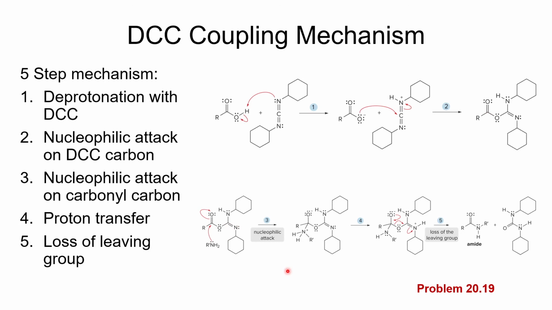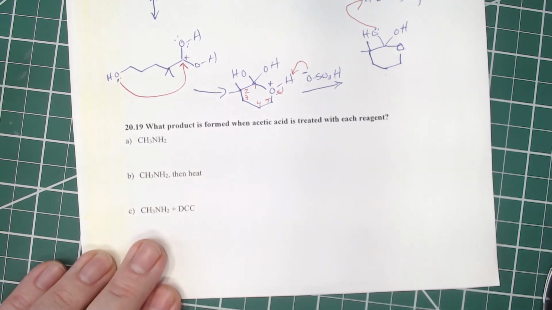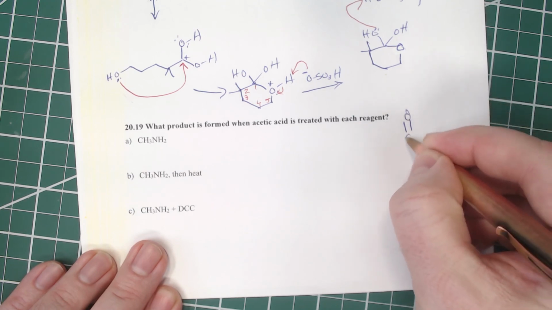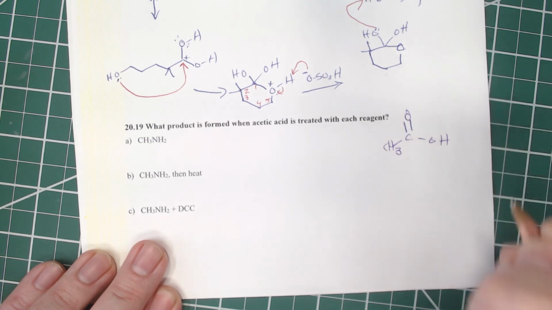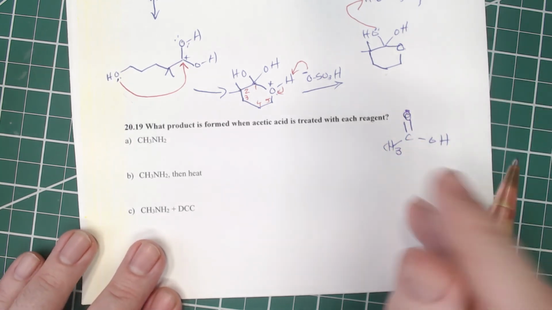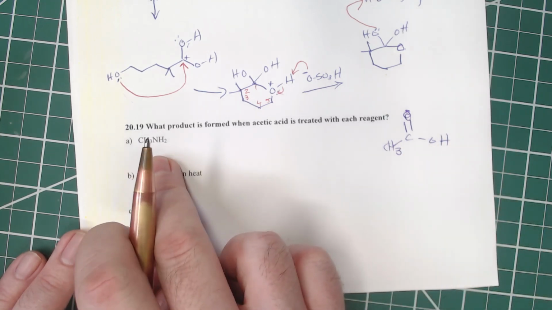All right, let's go to number 19. This is a short problem. What is the final product when acetic acid, and I'm going to go ahead and draw acetic acid here. All right, that's not very pretty, but there you go. So that's acetic acid, and we're going to react it with each of these reagents.